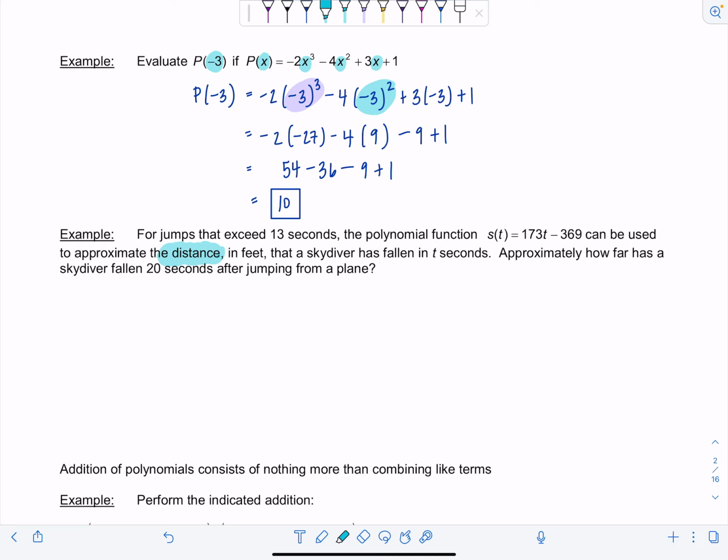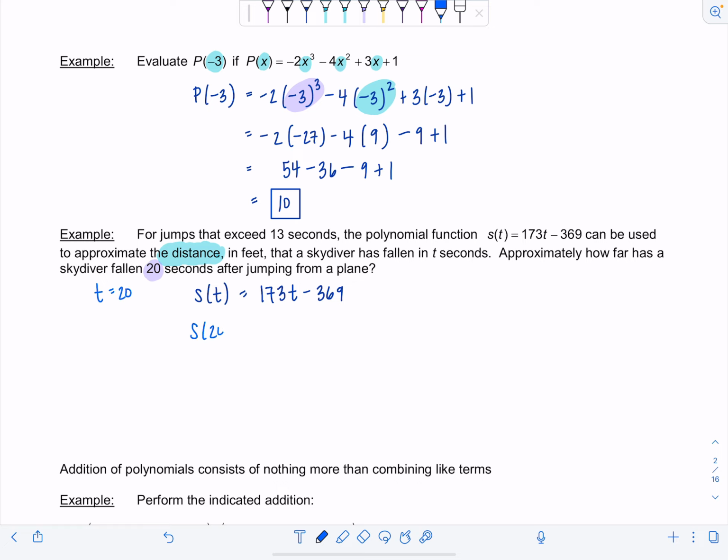So s, you'll get used to, especially if you take more physics and chemistry classes, you'll see s is used to describe position. So that's why we're getting used to seeing this to describe distance. And here's the function. You don't have to come up with any equations. s of t is 173t minus 369. And they want us to figure out what's s, the distance after 20 seconds. So you're just going to plug in or substitute in 20 for t.